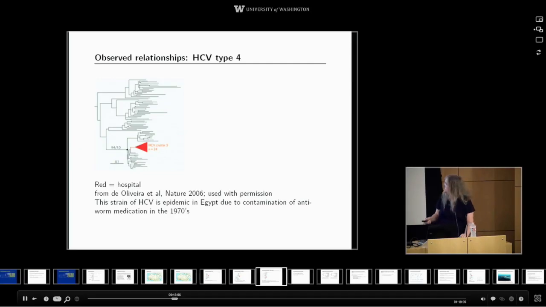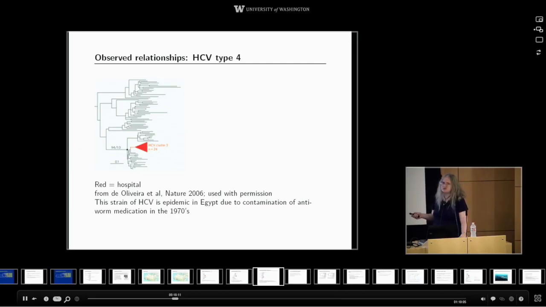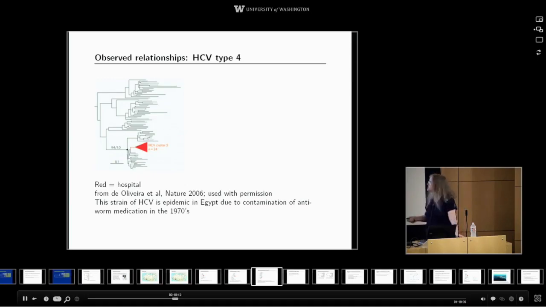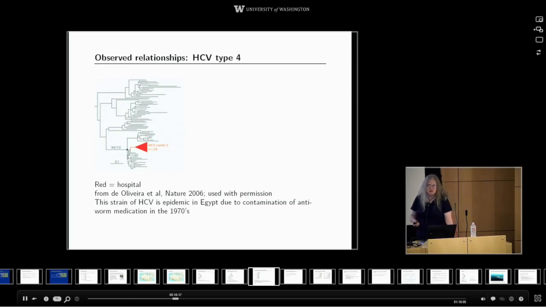Hepatitis C type 4, some of the children, a smaller number, were infected with that. All of those infections look like they have a recent common ancestor. Again, they form a cluster to the exclusion of everything else in the tree.